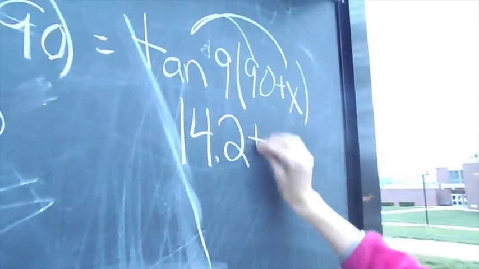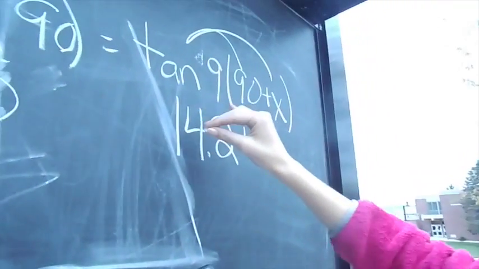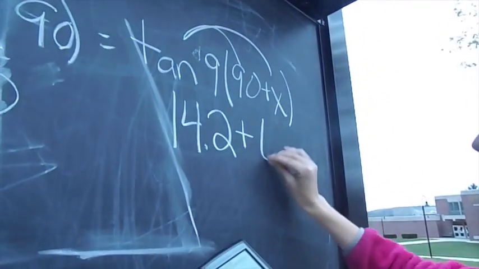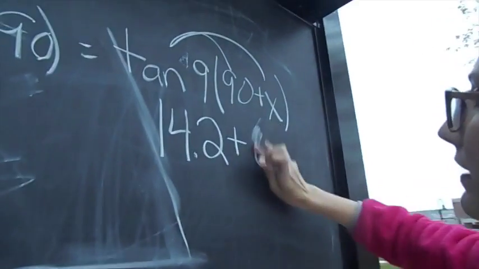Which is 14.2. Then it's plus the tangent of 9 times x. So you have to do the tangent of. That's true. So.